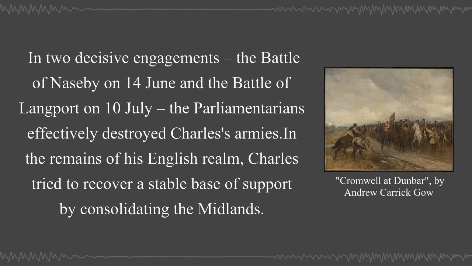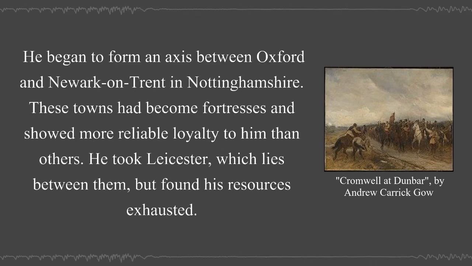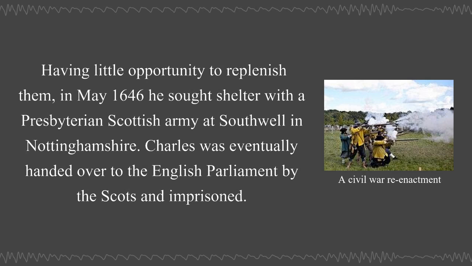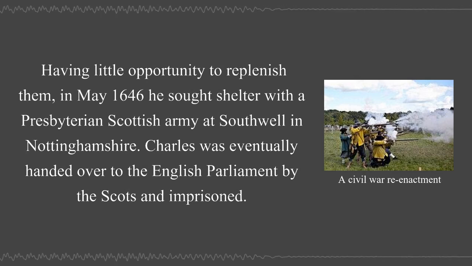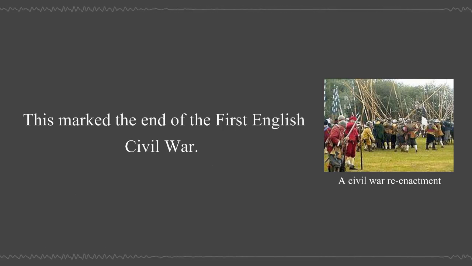In the remains of his English realm, Charles tried to recover a stable base of support by consolidating the Midlands. He began to form an axis between Oxford and Newark, on Trent in Nottinghamshire. These towns had become fortresses and showed more reliable loyalty to him than others. He took Leicester, which lies between them, but found his resources exhausted. Having little opportunity to replenish them, in May 1646 he sought shelter with a Presbyterian Scottish army at Southwell in Nottinghamshire. Charles was eventually handed over to the English Parliament by the Scots and imprisoned. This marked the end of the First English Civil War.